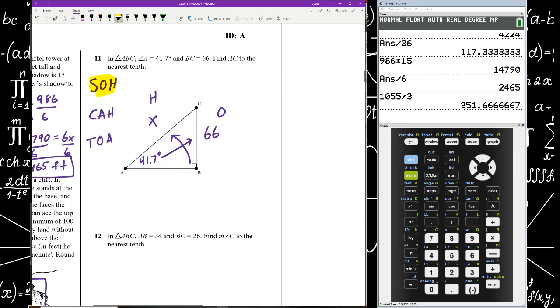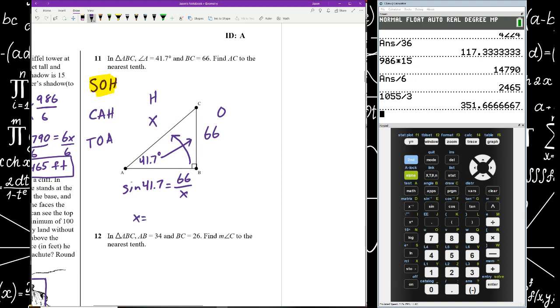Now again, whenever it's a trig function, what's on top, then what's on bottom. So if I'm setting this up, it's going to be sine of the angle 41.7 equals 66 over x. If the variable's on the bottom like this, you switch the positions. So x equals 66 over sine 41.7.